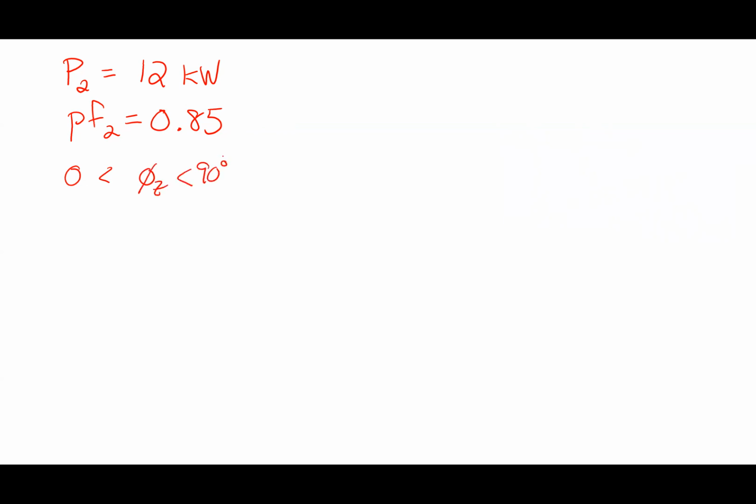For the next one, for load 2, I was told that P2 was equal to 12 kilowatts, 12 kW, and that the power factor is 0.85. I was also told that it was inductive. What does that tell me about the angle? It's positive, between 0 and 90. Okay, so this is phi Z2.